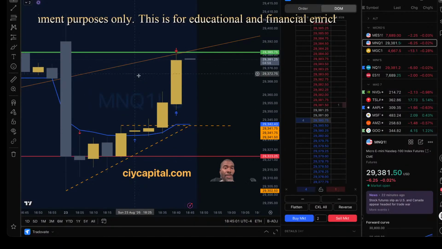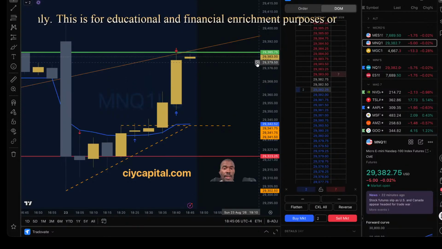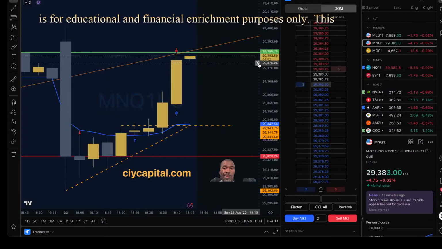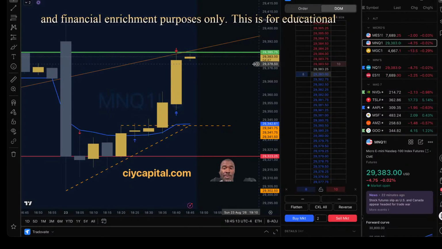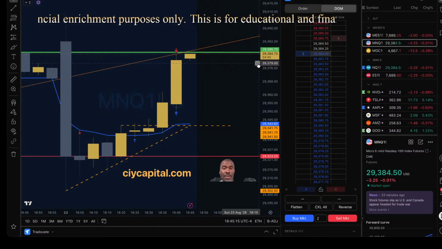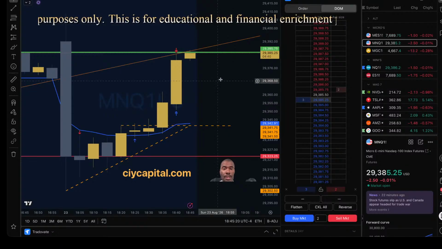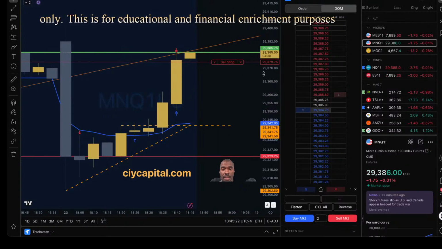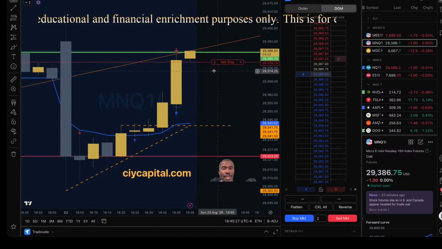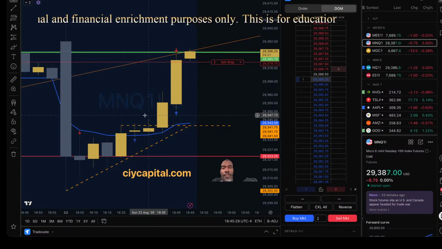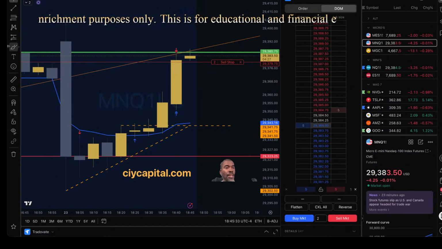So yeah, I expect some consolidation here. I'm actually looking for a continuation or pullback. Since this level is actually a weak level, which is the 29,385, I'm expecting a nice little pullback here. So I'm looking at puts at 29,379. I don't believe this is going to take out the high of the day.